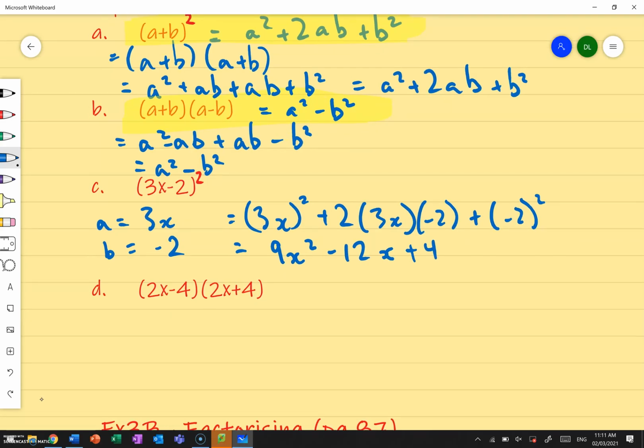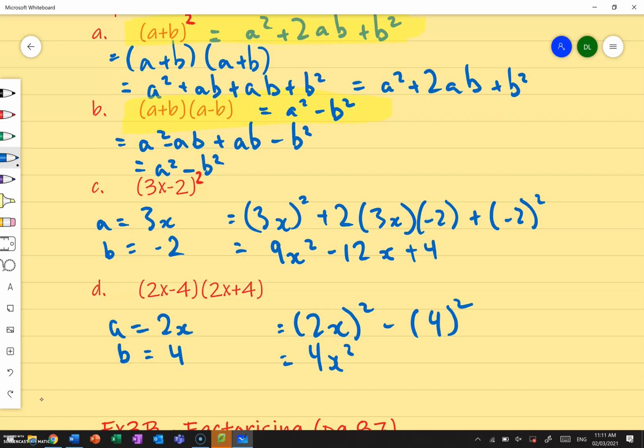Now, part D is going to be expanding of our variables over here. I'm going to do the same thing. I'm going to define A as 2x, and then define B as 4. Okay, so from here, I know I'm going to use the formula of A squared minus B squared. So now I'm going to replace A. I'm going to write bracket 2x all squared minus, and for B, sorry, I'm going to write 4 all squared, and I end up with 4x squared, take away 16. That's it.